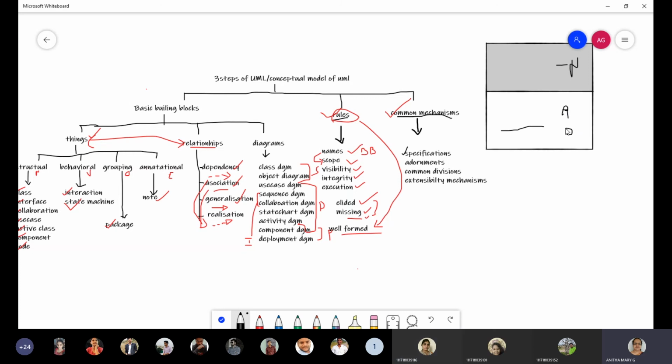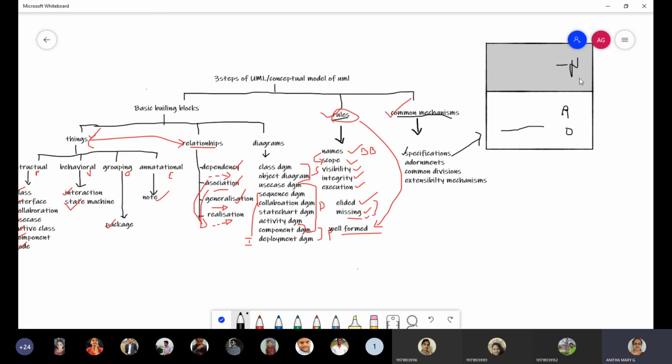So that means it's not only giving the symbol. It is specifying clearly what a class is and how it is represented. How many compartments are there? What is each one for? Everything is specified clearly. So that is what we say about specifications.